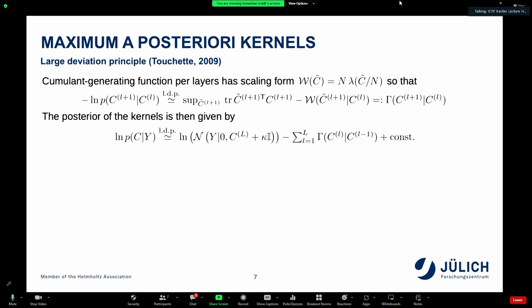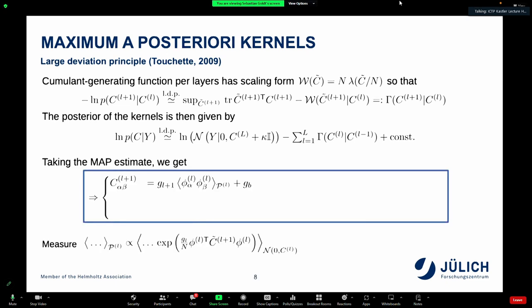Okay, and now with this, we can actually compute the posterior of the kernels, which then consists of two terms. The one term comes from these Gaussians we had before, which is essentially the log likelihood of the labels under the kernel, and it's basically the data term. And the second term is the sum of all of these rate functions across layers, which describes the network prior. So there's a trade-off between the data term and the network prior. Okay, and then from this, we can compute the MAP estimate for these kernels.